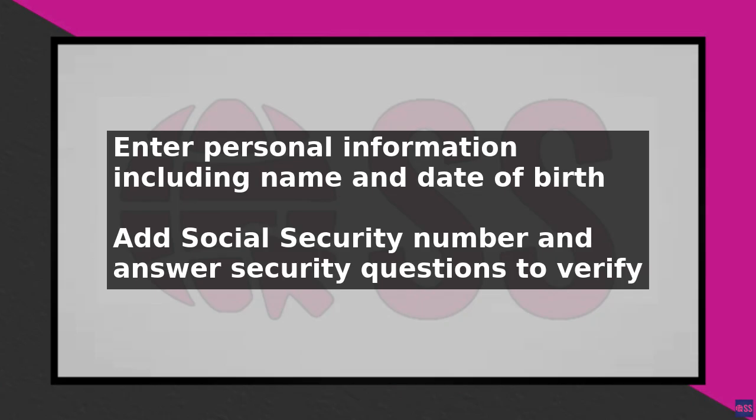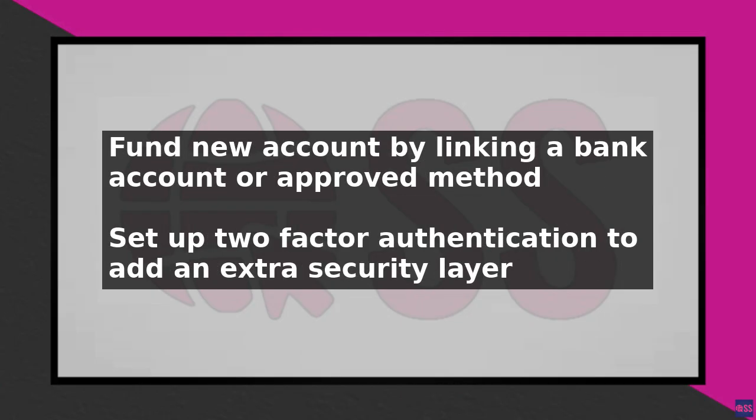Once you have completed the sign-up process, you will need to fund your new account by linking a bank account or using another approved funding method. It is essential to note that each Robinhood account must have a unique social security number or individual taxpayer identification number, and you cannot have multiple accounts under the same name. If you are trying to open a second account for a spouse or family member, they must use their own unique information.